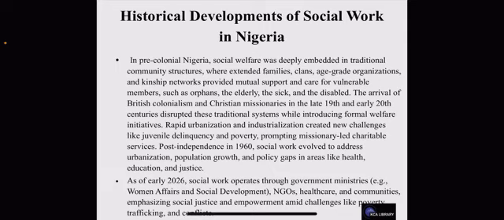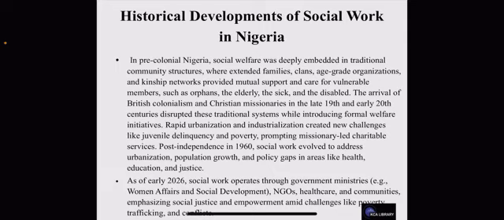Now let's move on to the historical developments of social work in Nigeria. We have more in the main file of the course, but let's look at pre-colonial Nigeria, the Nigerian era before independence. In the pre-colonial era, social welfare was deeply embedded in traditional community structures, such as extended families, clans, age grade organizations, and kinship networks. They provided mutual support and care for vulnerable members, such as orphans, the elderly, the sick, and the disabled.